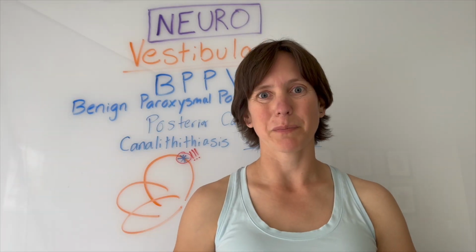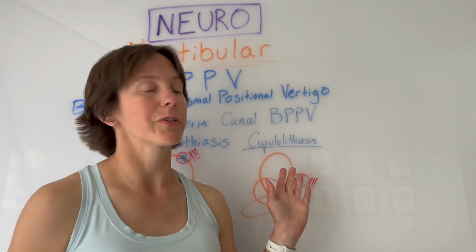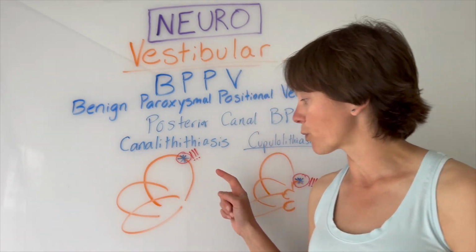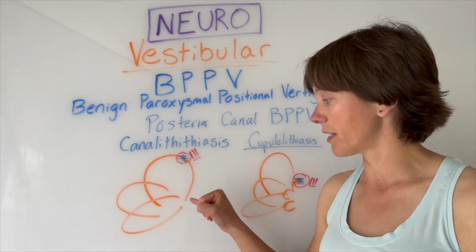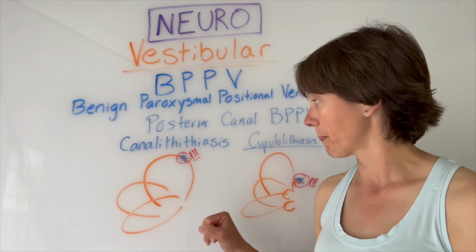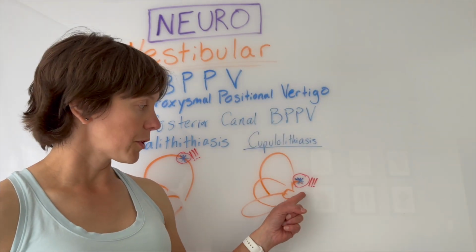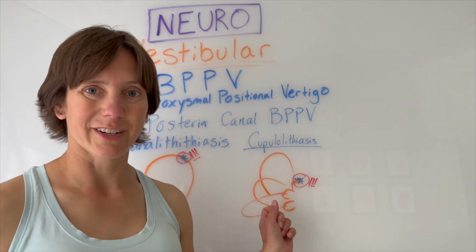There are two different types of BPPV, canalithiasis and cupulolithiasis. Canalithiasis is more common. That is when the loose debris gets stuck in the semicircular canals when they're supposed to be down here. The cupulolithiasis is down in the cupula, so it's dislodged, however, it's still stuck in this area.